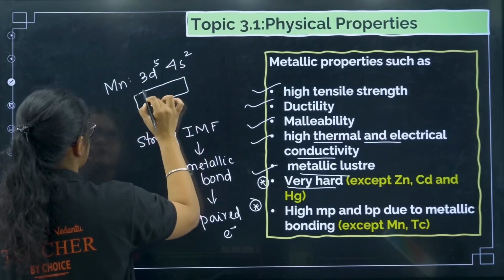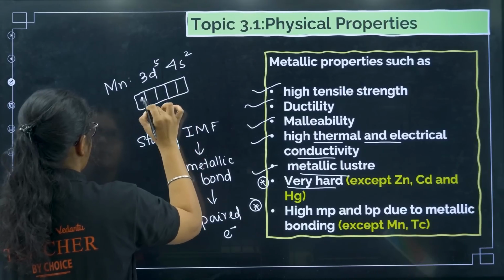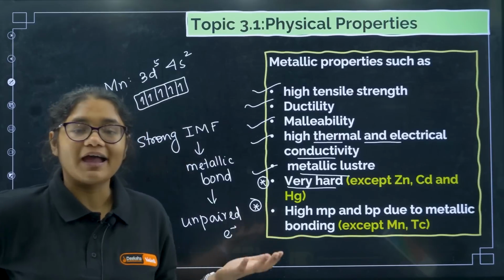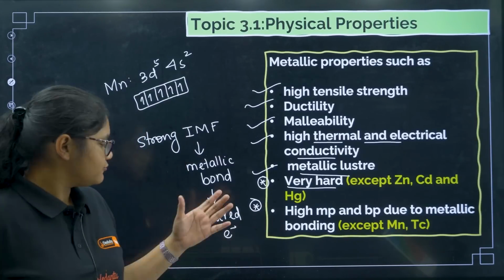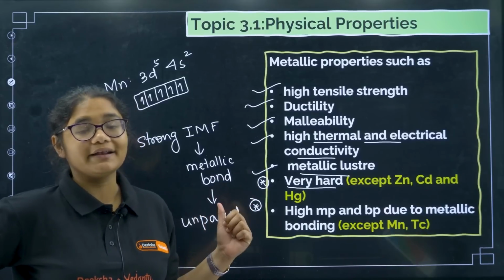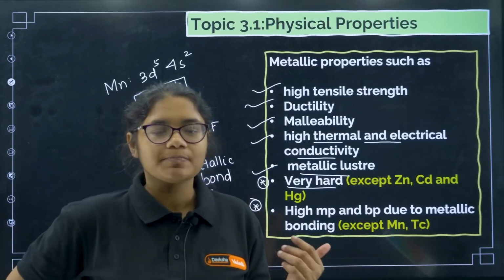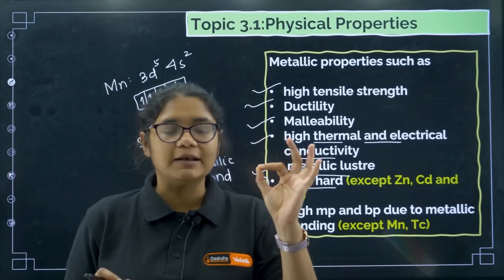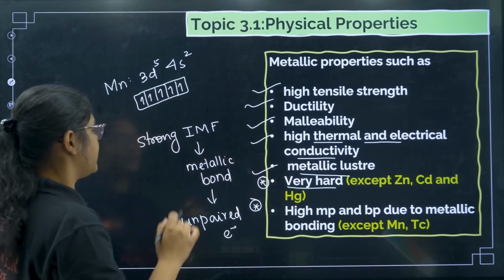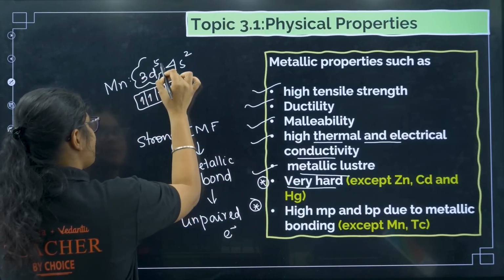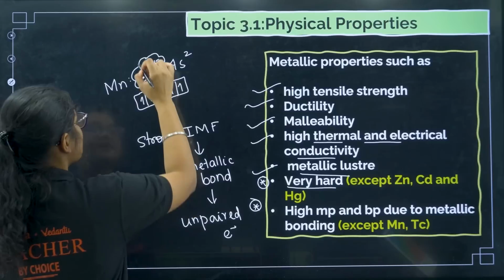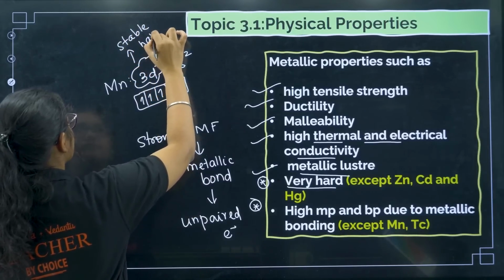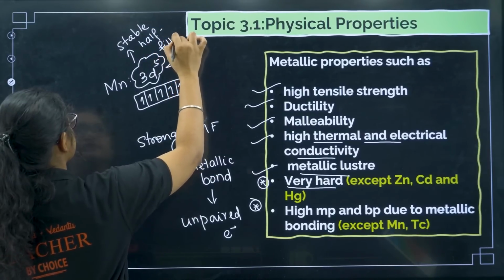And 3d5 looks like this, right? Now a question may arise that, ma'am, it has 5 unpaired electrons, then it should form very good metallic bonding. Then why does it have a low melting point? See, if it is partially filled, no doubt there are unpaired electrons here in d5, but this d5 is a magical number. It is considered a stable half-filled configuration.